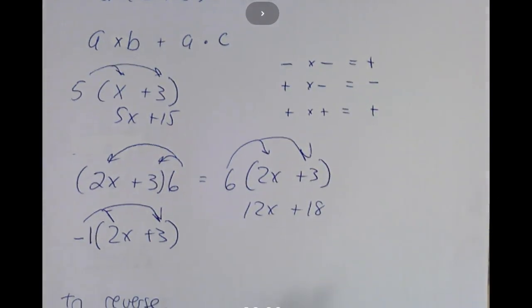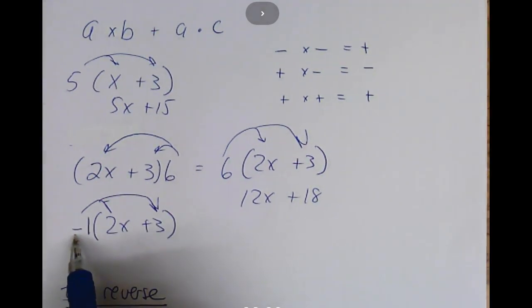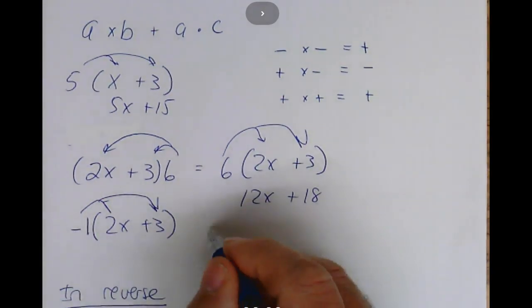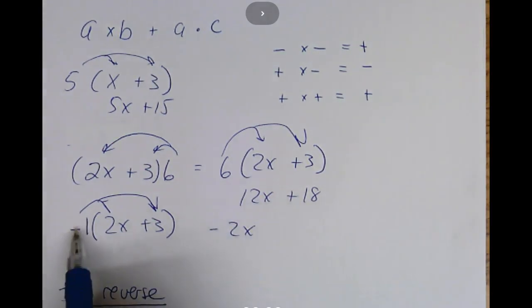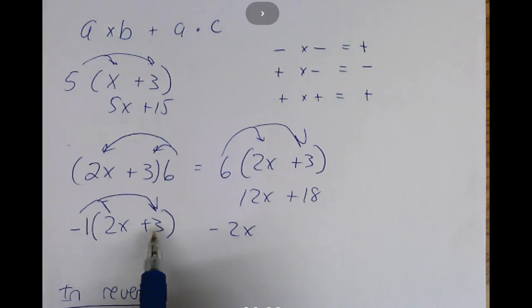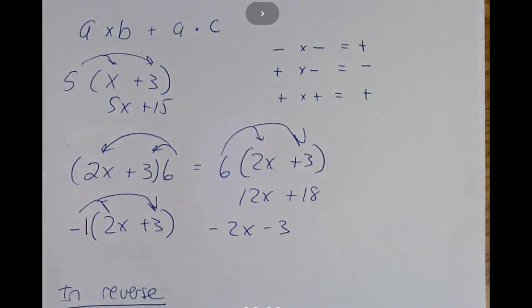It's the same. Okay, so if we did this, negative 1 times 2x, we'd have a negative 2x, because we're just going to put the negative on to whatever this is. And then a negative 1 times a positive 3 is going to give us a negative 3. So that's kind of how that would work.